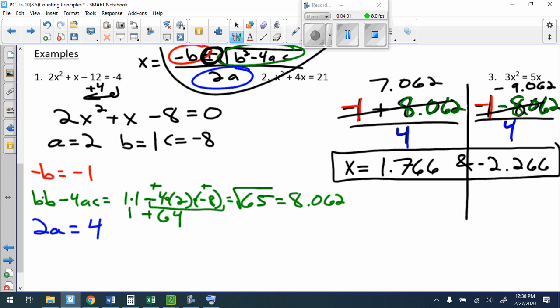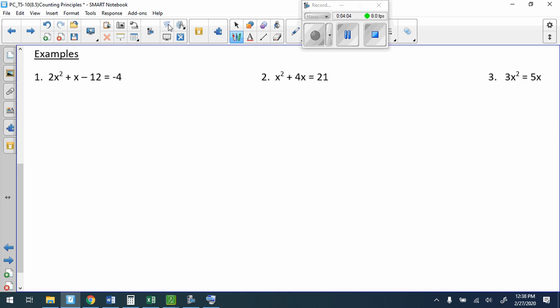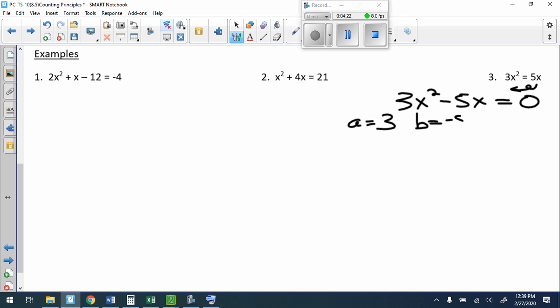All right. So I'm going to do the same thing for example number 3. What's different here is that all 3 terms aren't visible. So we have 3x squared minus 5x equals 0. There's a couple things I want to emphasize. a is the quadratic coefficient, b is the linear coefficient, and c is the constant. Here we don't have a constant visible, so we can say that it's plus 0.